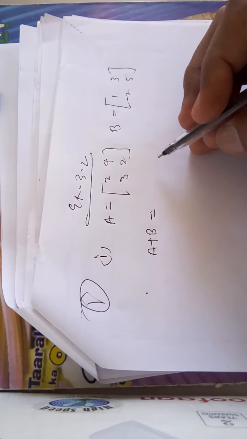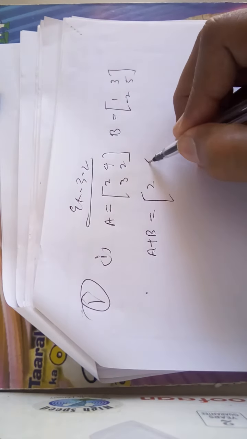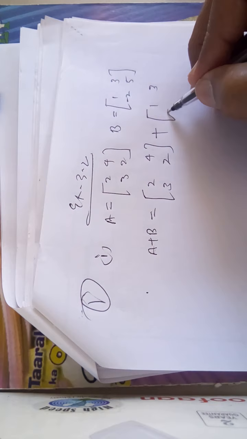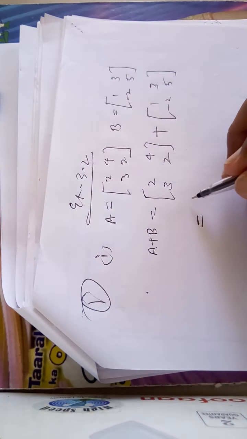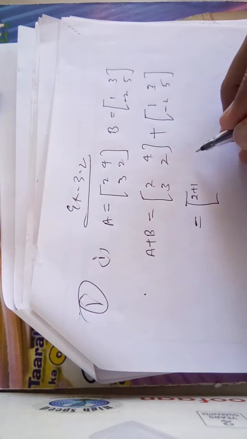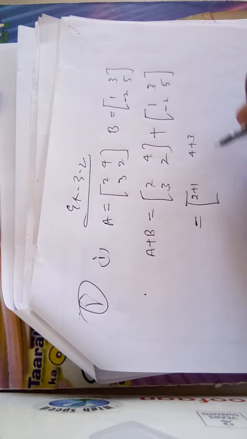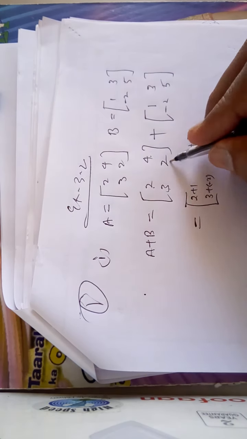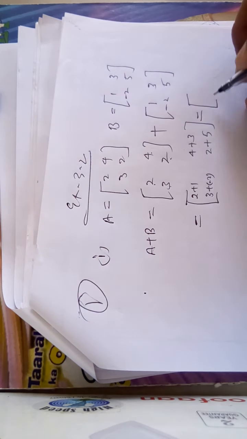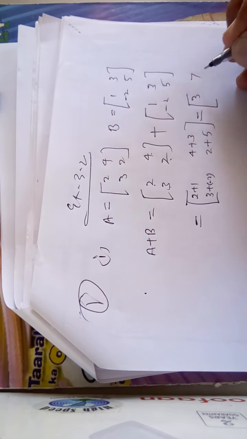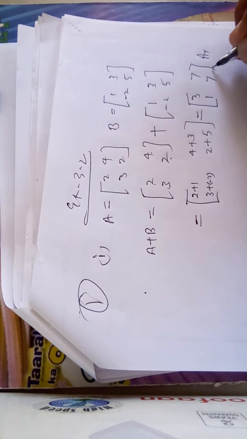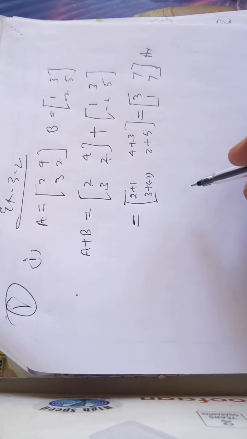A plus B: put A as [2, 4; 3, 2] plus this B value [1, 3; -2, 5]. Add element by element. 2 plus 1, then 4 plus 3, then 3 plus -2, and 2 plus 5. This equals [3, 7; 1, 7]. That is your answer.